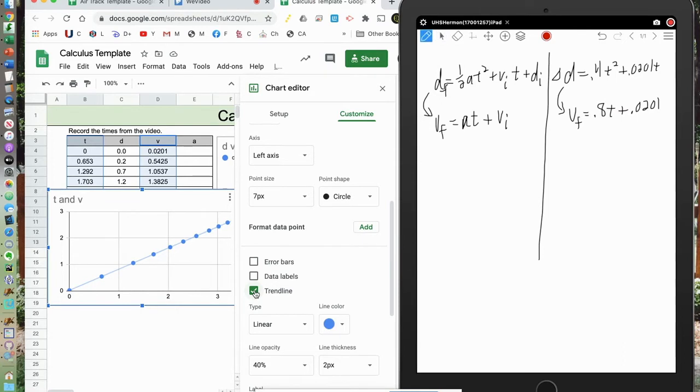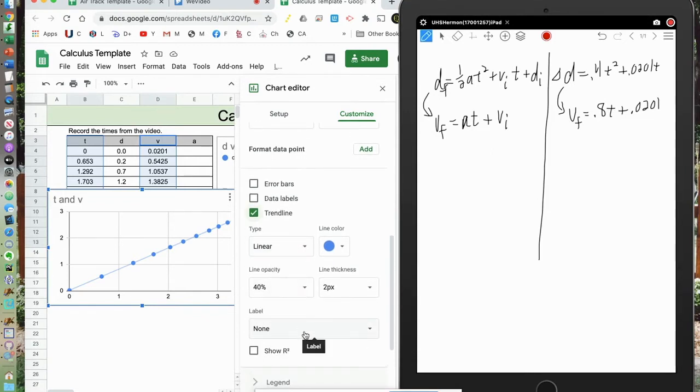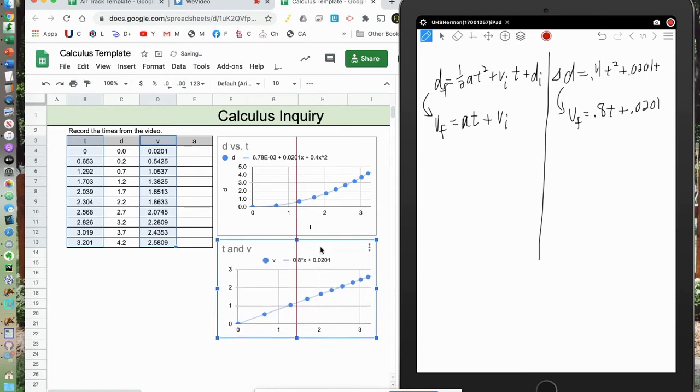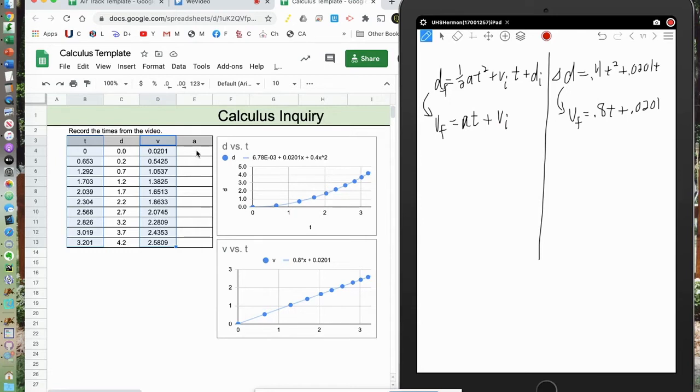Okay. So we're going to do a trend line. We got the trend line on there already. It's going to be linear this time. Let's use an equation. And of course, the equation this time is 0.8 t plus 0.0201. We know what that equation is because we actually programmed it in. Okay, so that is a velocity time graph. I'm going to click on this and change this to v versus t. There we go.